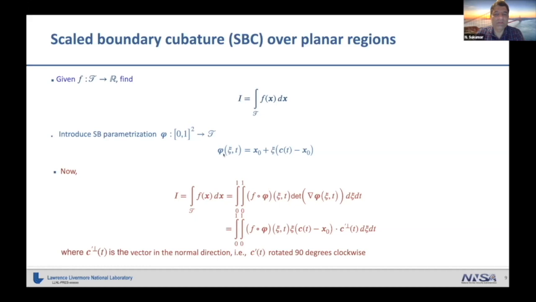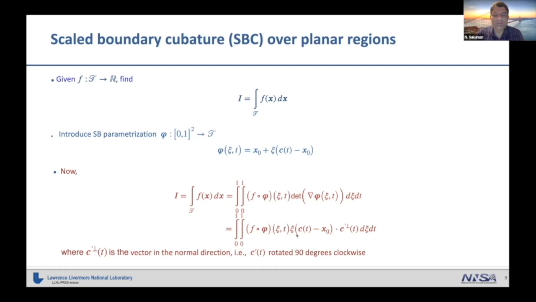And you can see from here, if you take the partial of this with respect to psi, you get a c(t) minus x naught term. And if you take a partial with respect to t, you'll get a psi times c prime(t). So the tangent vector will appear. So when you expand this out, you can also write it as psi times c(t) minus x naught dotted with c prime perp(t), where c prime perp is the vector in the normal direction. That is, it is basically c prime rotated by 90 degrees.